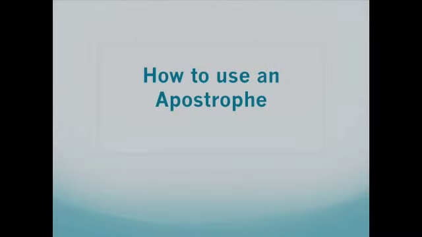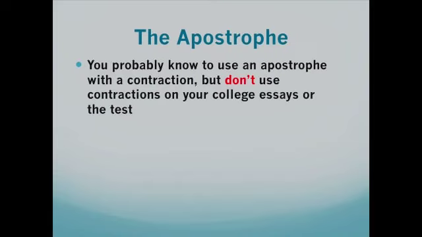In this section, we're going to take a look at how to use an apostrophe. It is a point of emphasis on the test that you'll be taking, so we need to just review it so that you're confident that you know how to use these when you're presented these in the test. You probably know to use an apostrophe with a contraction, but don't use contractions on your college essays or the test. So we use apostrophes when we omit things, so we're omitting part of the word in "do not," and so we put an apostrophe there, but don't use them.